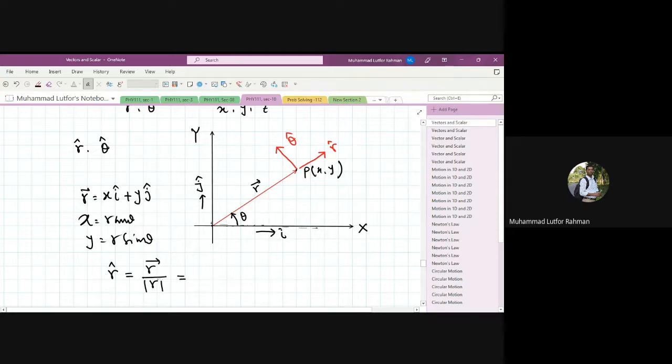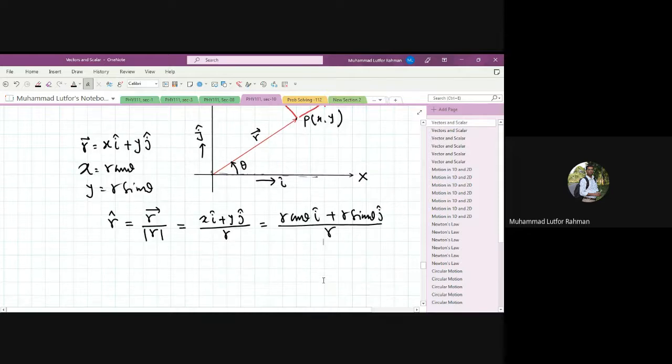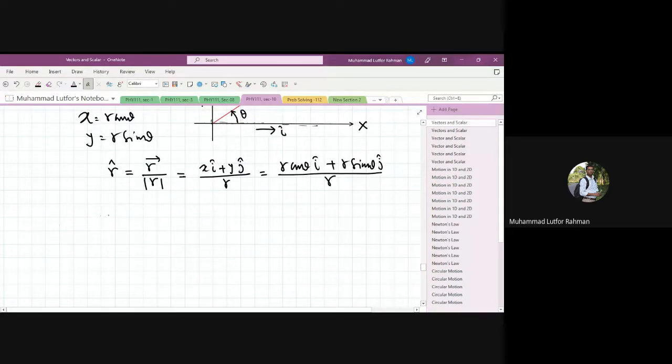The vector r we already found, which is x i hat plus y j hat, divided by the magnitude of r. I simply write r. For x I write r cos theta i hat plus r sin theta j hat, divided by r. I can cancel out that r from both the numerator and the denominator, right? So in that case, r hat would be basically cos theta i hat plus sin theta j hat.